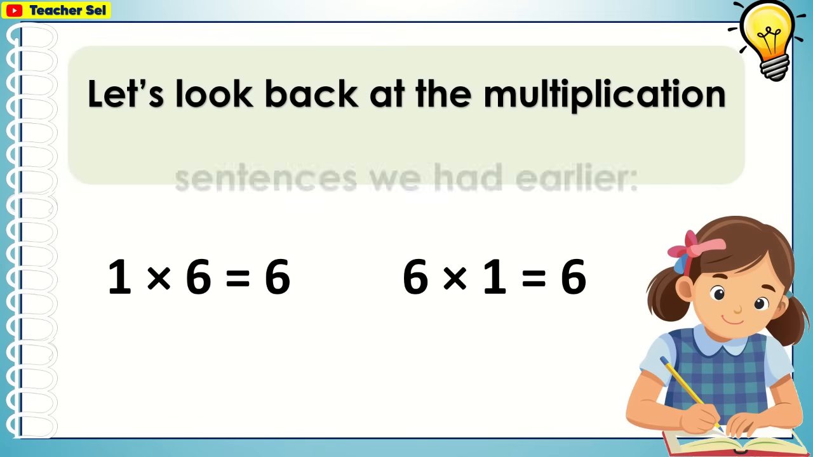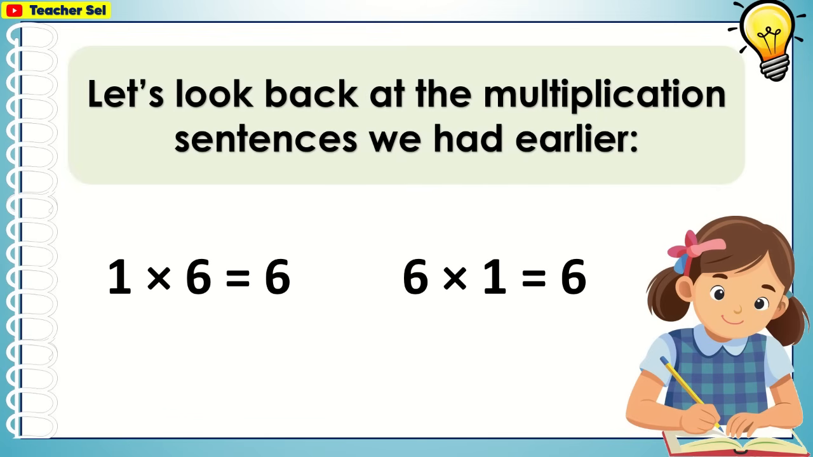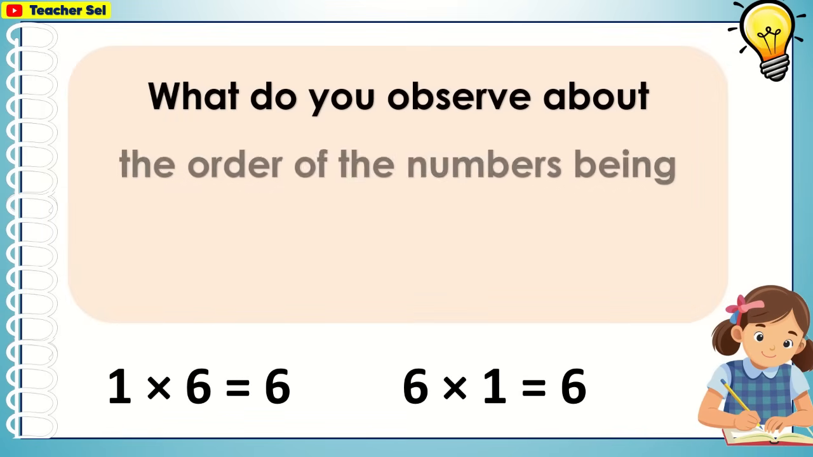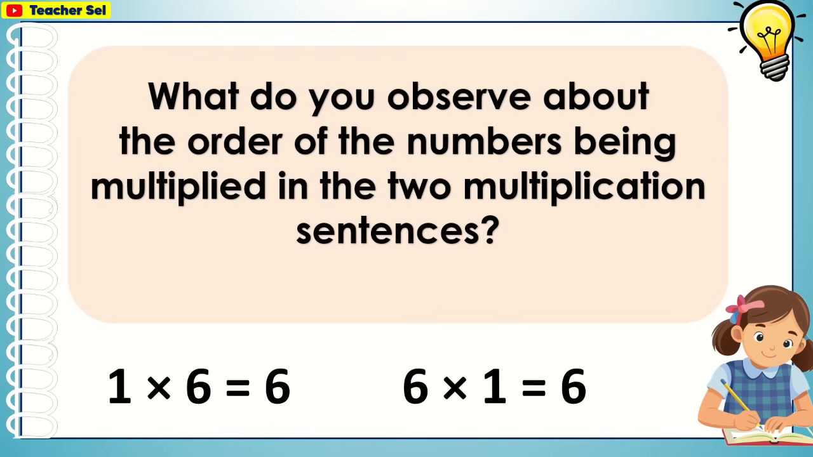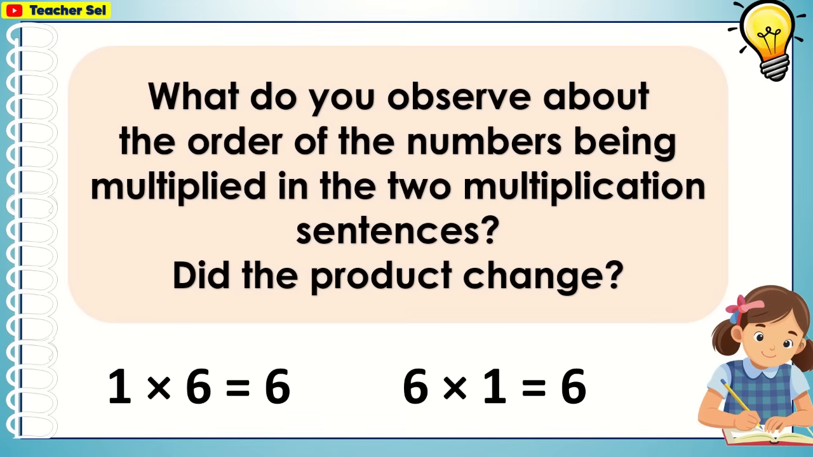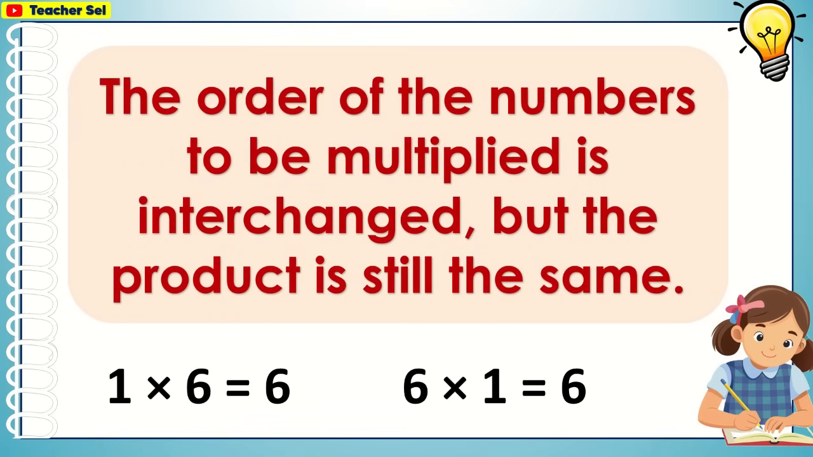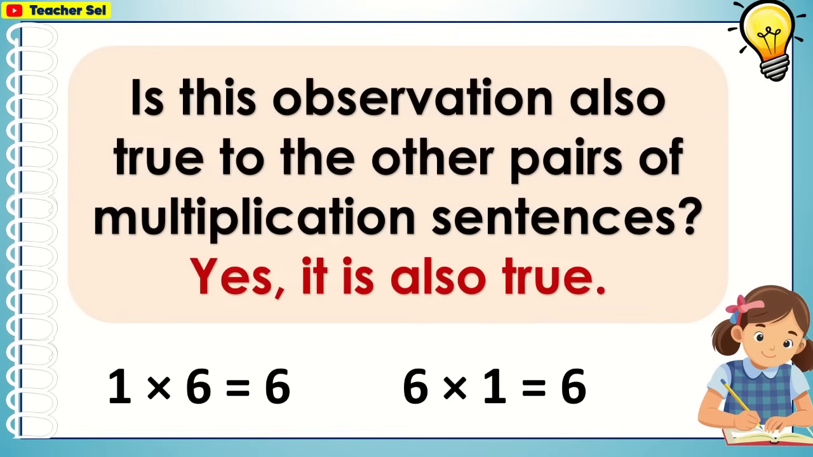Let's look back at the multiplication sentences we had earlier. What do you observe about the order of the numbers being multiplied in the two multiplication sentences? Did the product change? The order of the numbers to be multiplied is interchanged, but the product is still the same. Is this observation also true to the other pairs of multiplication sentences? Yes, it is also true.